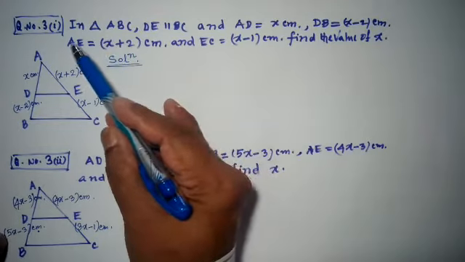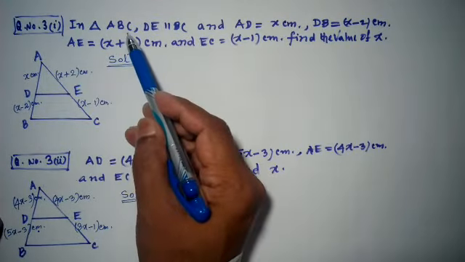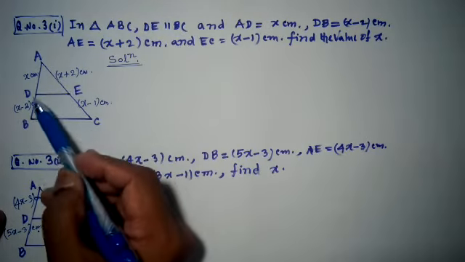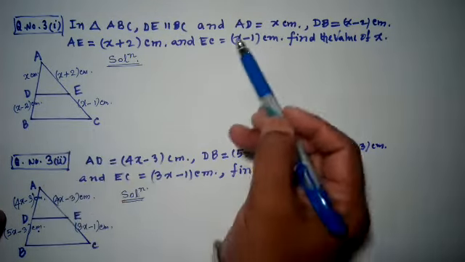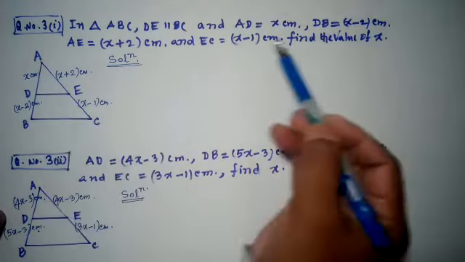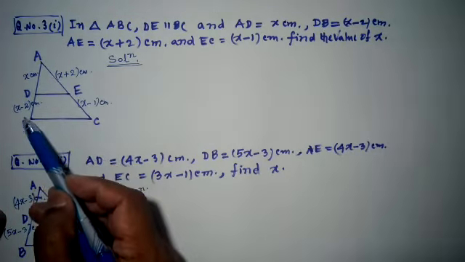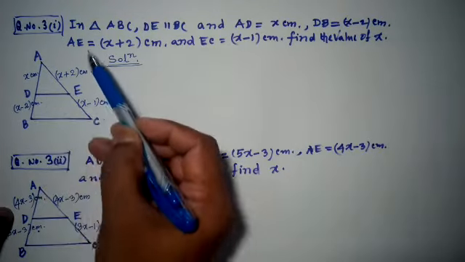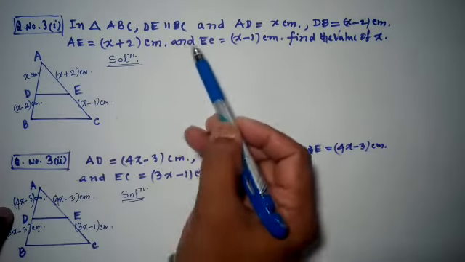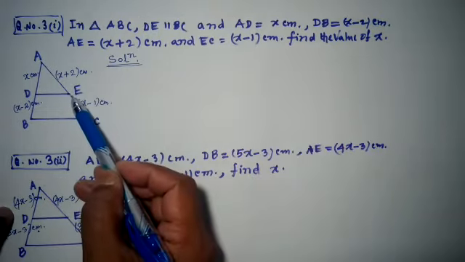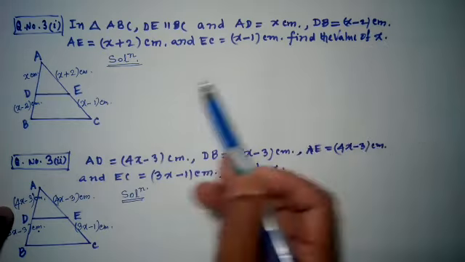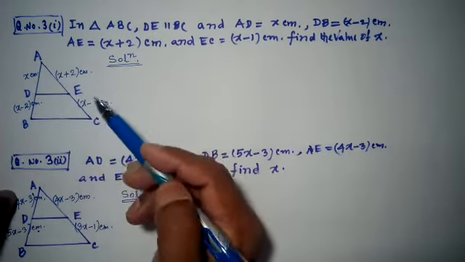So question number 3.1, in triangle ABC, DE parallel to BC. AD is x centimeter. Here we can write AD x centimeter. DB x minus 2 centimeter. AE x plus 2 centimeter. And EC equal x minus 1. Here we can write EC is x minus 1 centimeter. Find the value of x. We have to find the value of x from this question.